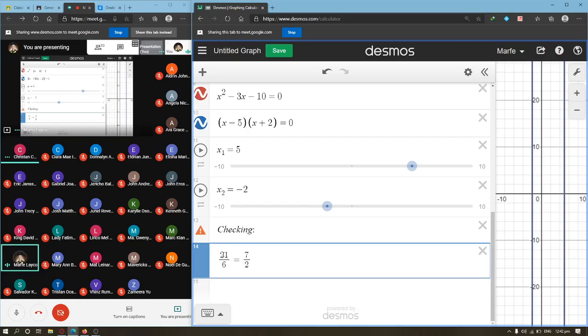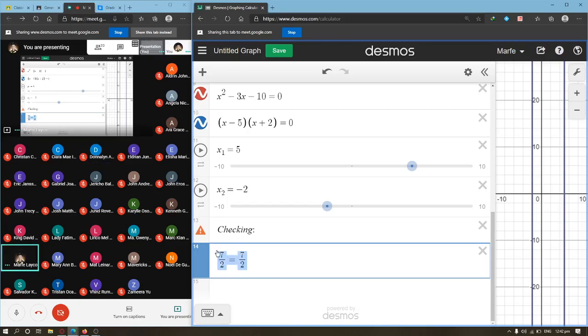Sir, hindi man parehas sa 21 over 6. Kalma lang. I-divide natin both sides by anong lowest term ng 21 over 6 divided by 3. So, 21 divided by 3 is 7 over 2. Okay. So, 6 divided by 3 is 2. 7 over 2 is equal to 7 over 2.